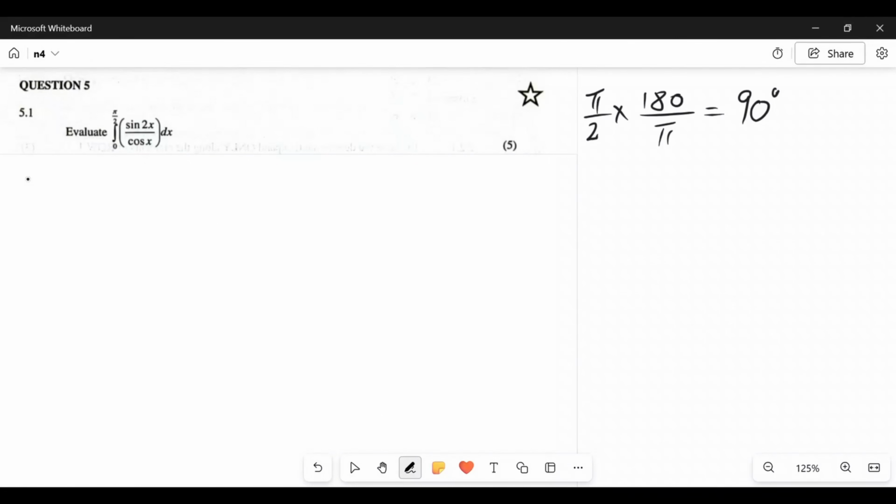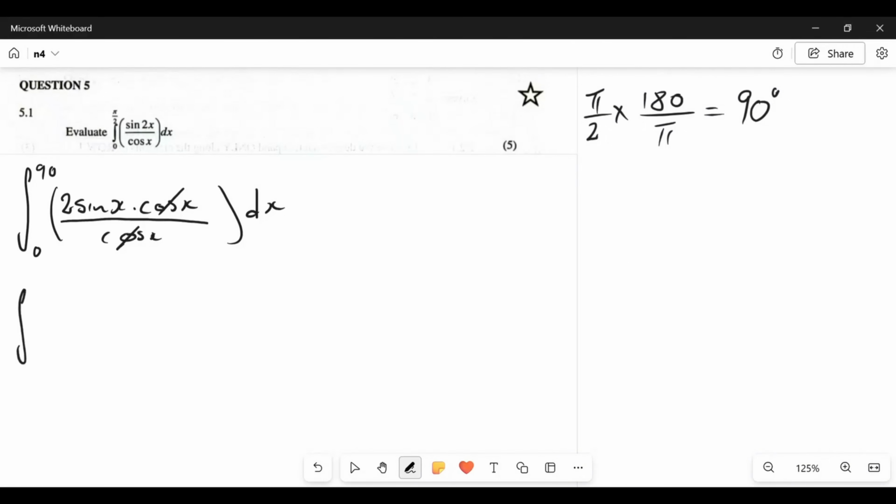So if I rewrite, this is going to be sigma. The upper limit is 90 degrees. The lower limit is 0. And then if you look at the numerator there, we have sine 2x. Sine 2x is a double angle identity that we can write as 2 sine x multiplied by cos x. There we go. And then we divide by cos x there. Close bracket, then dx. From there, we know that cos and cos divide each other. You'll be left with sigma, upper limit 90, lower limit 0, and then you are left with 2 sine x multiplied by dx.